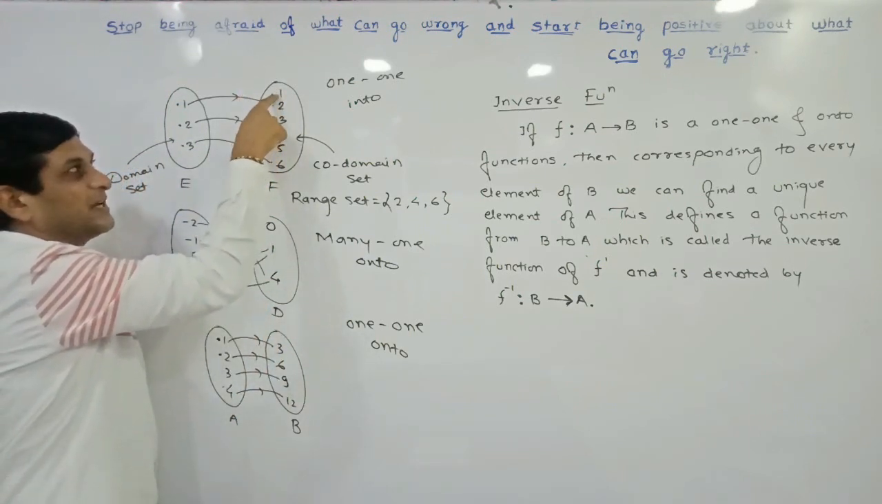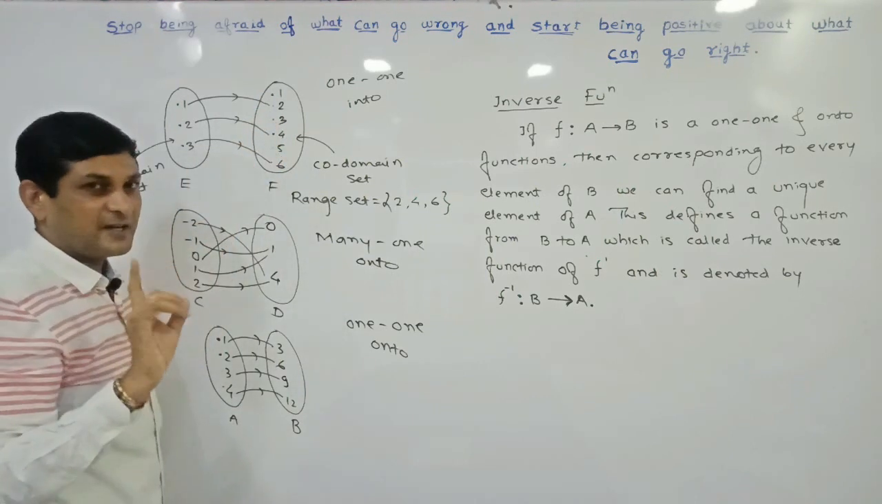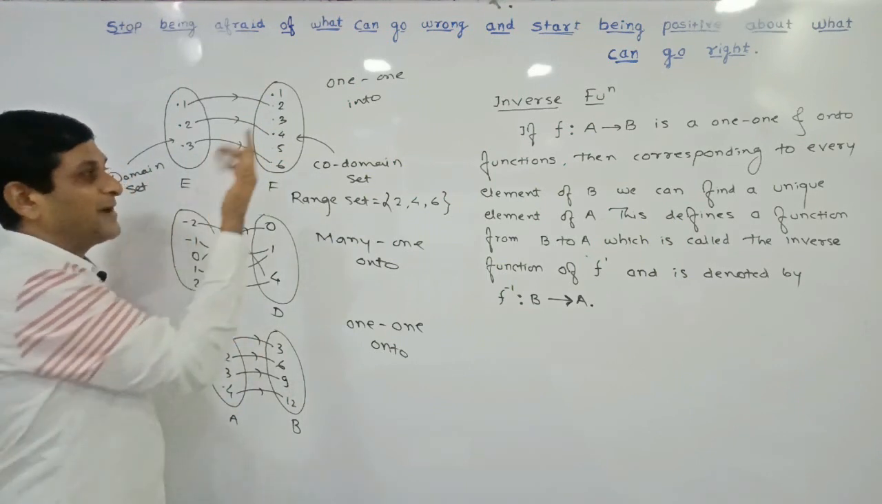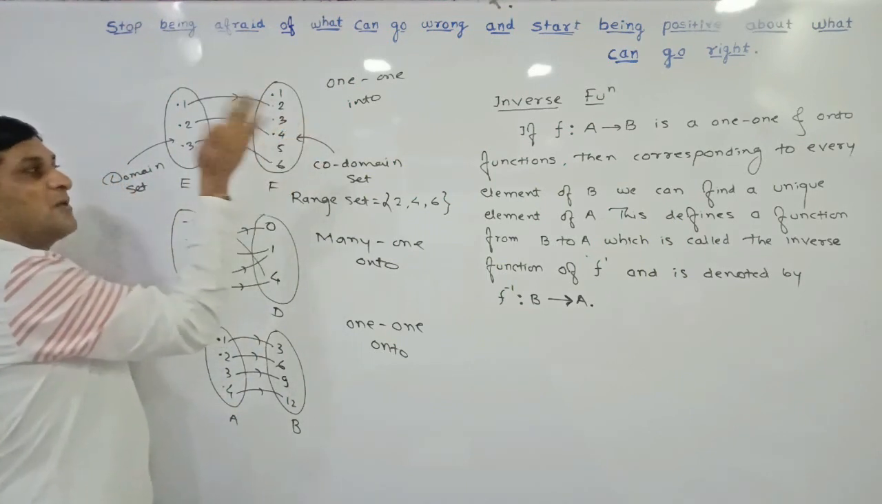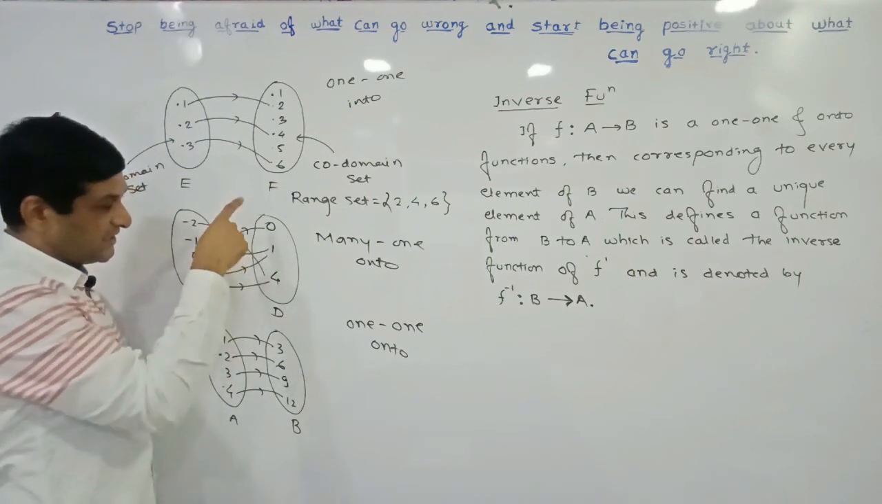No. So here 1 is also not related, 3 is also not related, 5 is also not related, which means our first condition is not satisfied. Getting it? So that's why we are not able to define a function from F to E. Consider the second case.